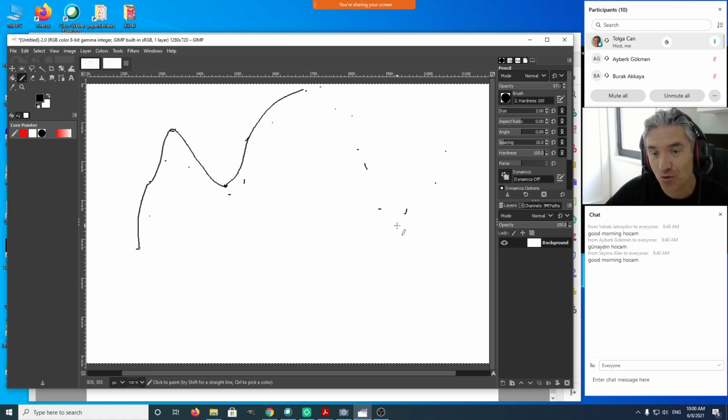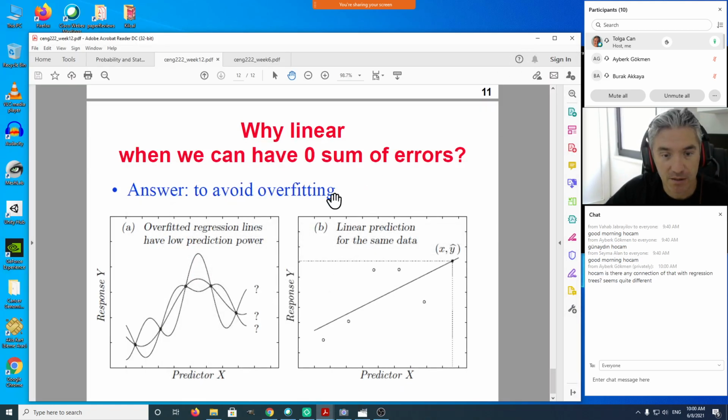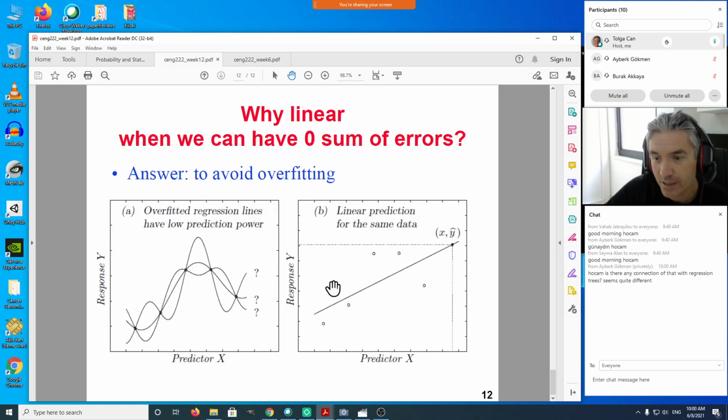polynomials that pass through a bunch of points, 100,000 of them. You'll be able to do that. Okay, so this is, regression trees are, I think, quite different.